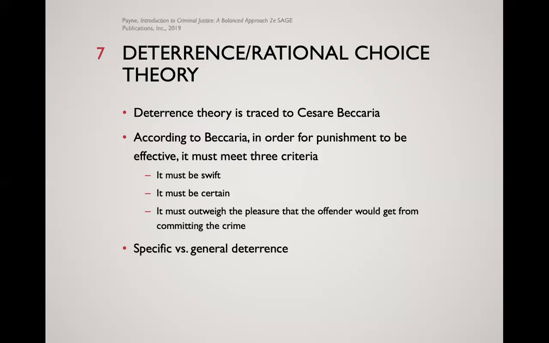So, as previously mentioned, it's traced all the way back to Cesar Beccaria. According to Beccaria, in order for punishment to be effective, it must meet 3 criteria. It must be swift, must be certain, and it must outweigh the pleasure that the offender would get from committing the crime.